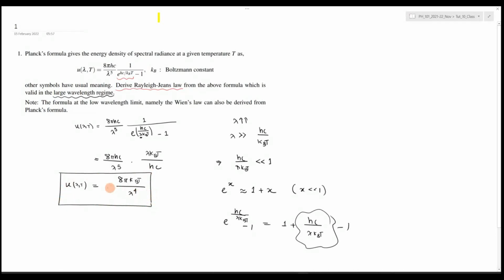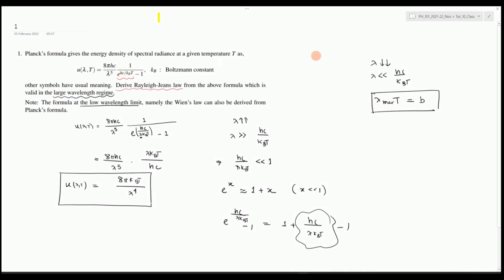Everybody got this formula? Did you guys try? Did you guys get this formula? Yes. Very good. So next part, note the formula at low wavelength limit, namely Wien's law, can also be derived from the Planck formula. So you try this one at low wavelength limit. If lambda is very much less than hc by kbt, then Wien's law would be derived from this. Wien's law is actually that lambda max into T is a constant. This is the Wien's law.